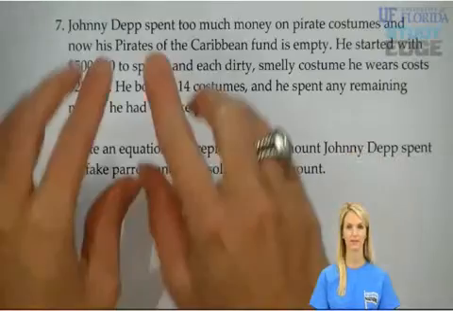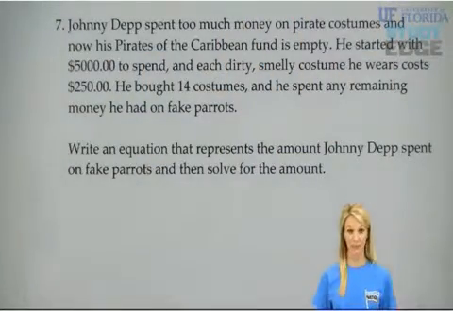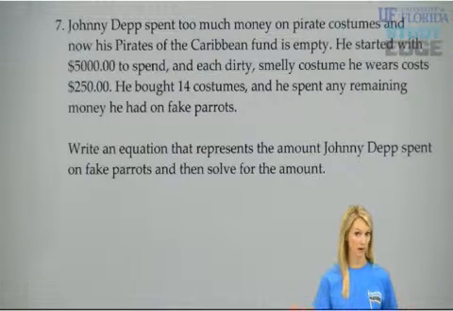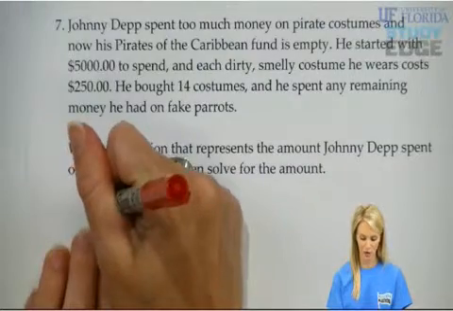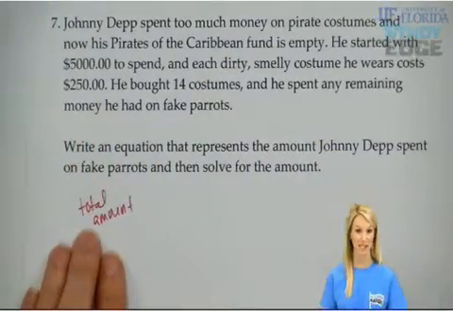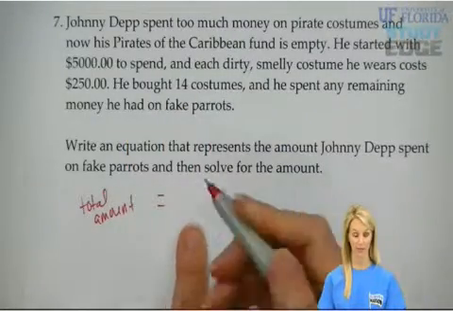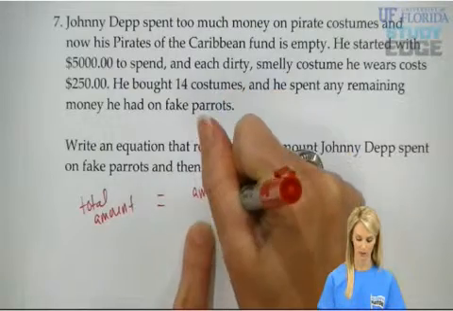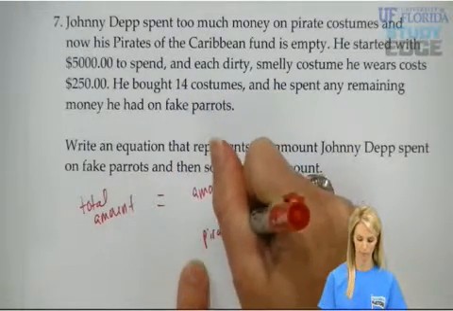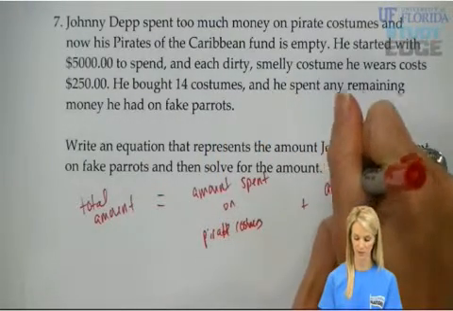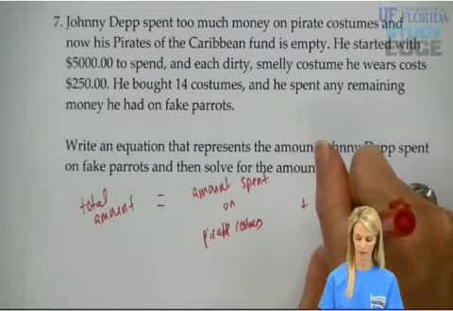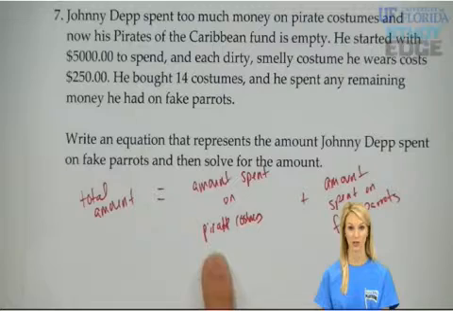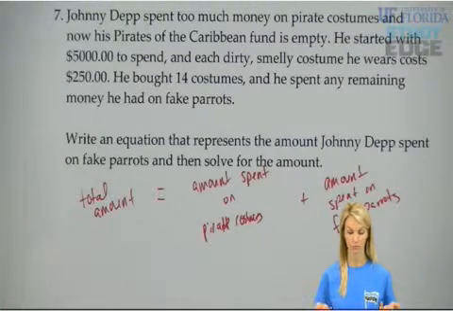So before we think about this, let's address what we're given in this problem. He's got $5,000. And from that $5,000, he's going to spend some of it on pirate costumes and some of it on fake parrots. He has a total amount of money, and he's going to spend that on pirate costumes. So the total amount of money that he has is the amount spent on pirate costumes plus the amount spent on fake parrots, right? If you take the amount he spends on parrots plus the amount he spends on pirate costumes, that needs to equal the total amount of money that he has, which is $5,000.